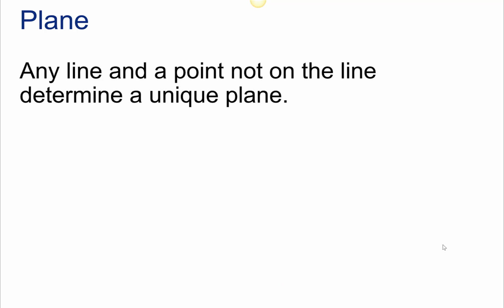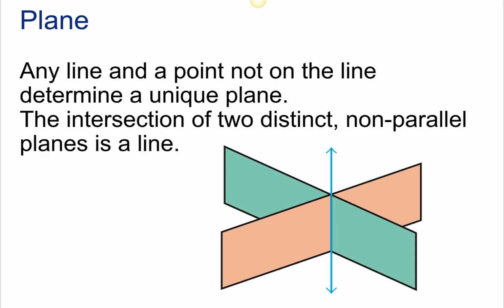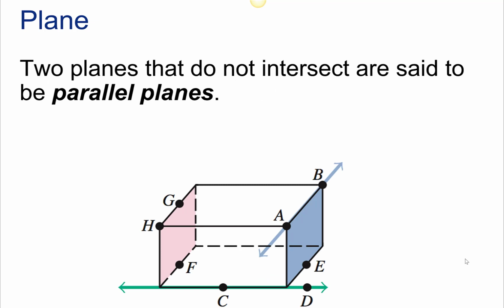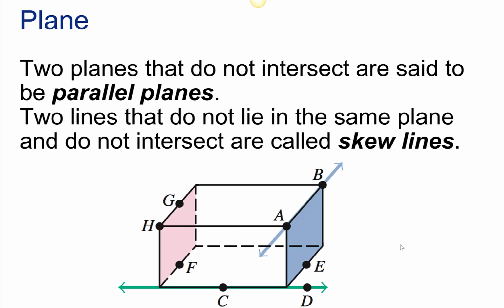Any line and a point not on the line determine a unique plane, and the intersection of 2 distinct non-parallel planes is a line. And you see this little diagram here. It looks like cubicles in an office, or maybe the dividers that go into boxes to separate items when they're shipped. 2 planes that do not intersect are said to be parallel planes, so we see 2 here. FGH is a plane that is parallel to the plane ABE. 2 lines that do not lie in the same plane and do not intersect are called skew lines.